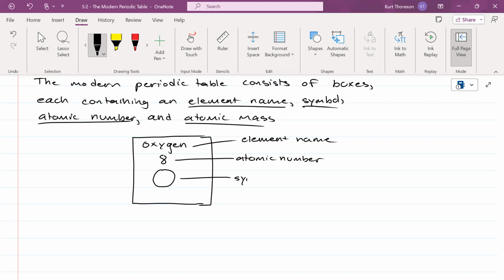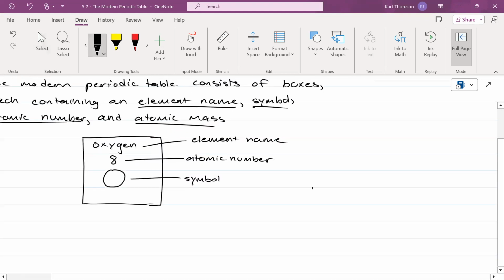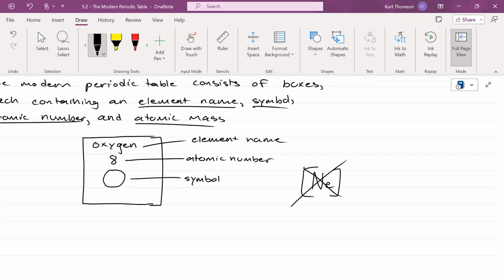Remember that capital matters. I texted one of you, I'm not going to say who, you know who you are, where you were supposed to write neon like this, and you didn't do that, you did this. I can't stress enough. You have to capitalize when appropriate. You have to lowercase when appropriate. And then on the bottom, you have the mass number.